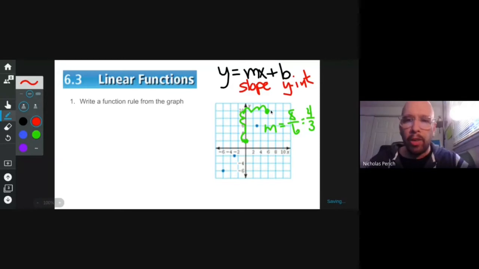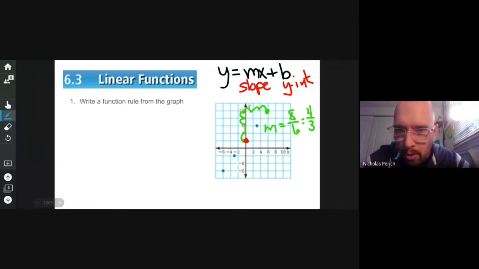What's my y-intercept? There you are. Remember, my y-intercept is where my line, or my dots in this case, cross the y-axis. So I have negative 2.